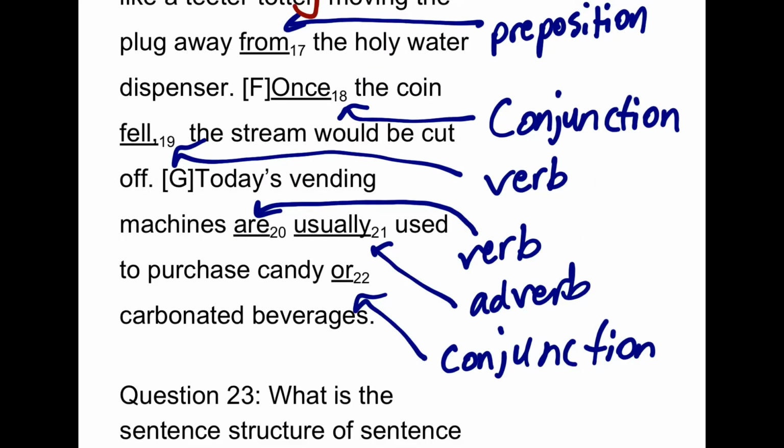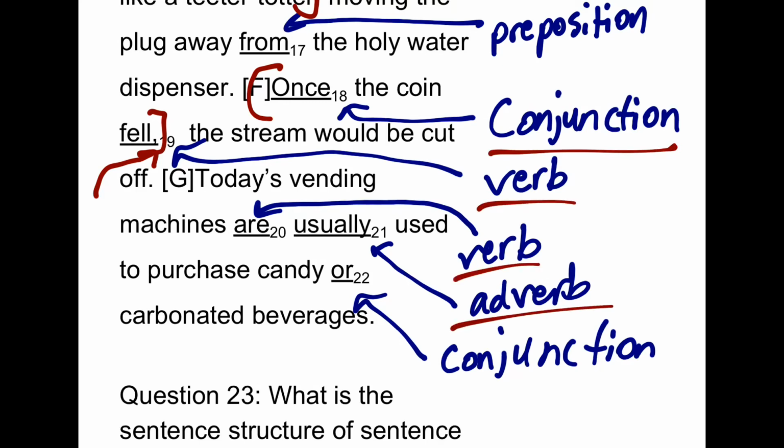One potential flaw in this test was here just before number 19. It was kind of hard to see that that was a comma on some of the copies. If you did see that it was a comma, you would have recognized once the coin fell as not a complete thought, and that would have helped you to recognize once as a conjunction. Fell is the verb. Are is a linking verb. Usually is an adverb of frequency. And or is one of the fanboys, a coordinating conjunction.